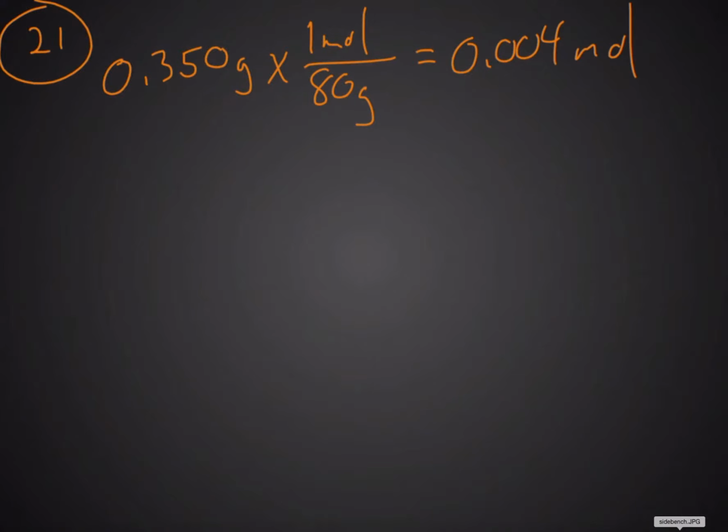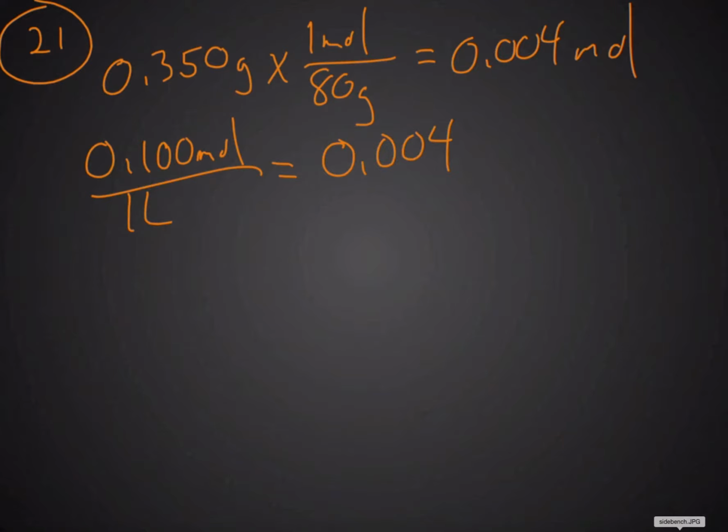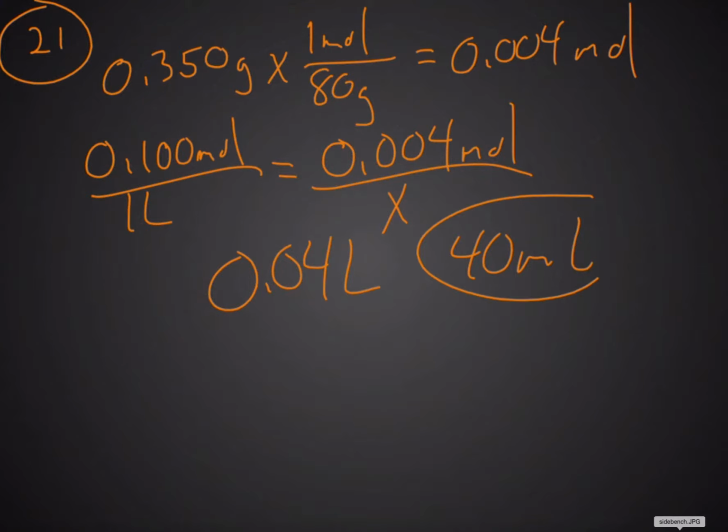And we want to know if it's a 0.1 molar solution, that means 0.1 mole per liter, then how much solution would contain 0.004 moles, which is our 0.350 grams. So our X is the volume. And when we do that out, we find that it would be 0.04 liters or 40 milliliters, either one. I didn't specify the unit.